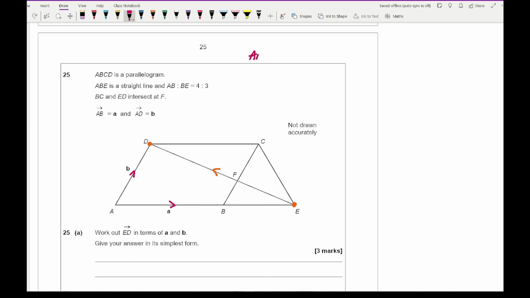So AB equals a, and that equals 4 parts. So then to work out BE, if I do a divided by 4 times 3, I end up with 3a over 4. So BE is here going to be 3a over 4.